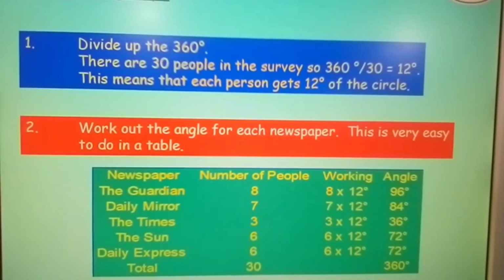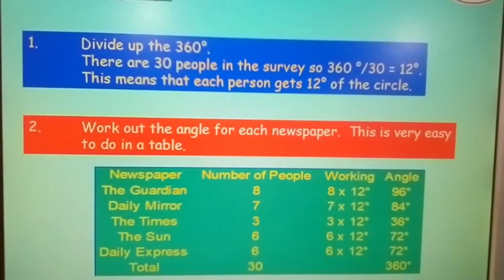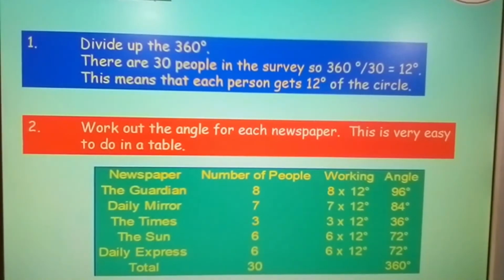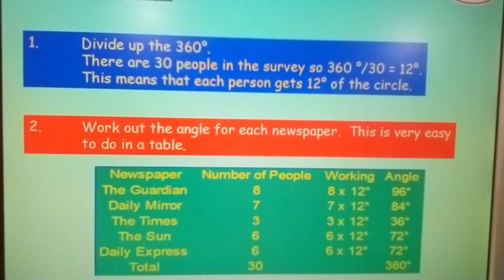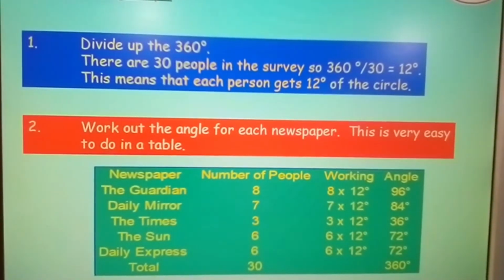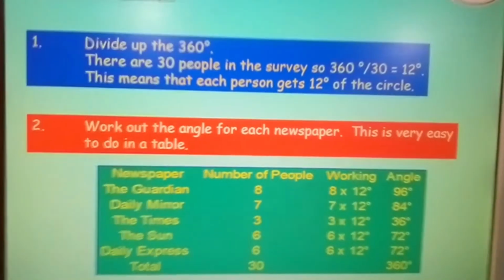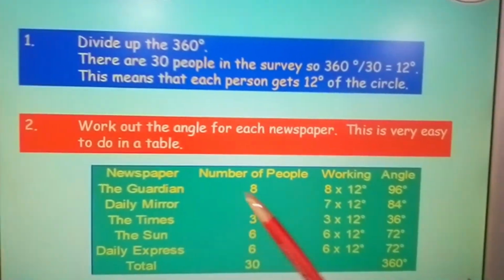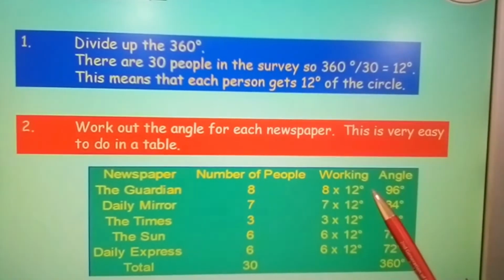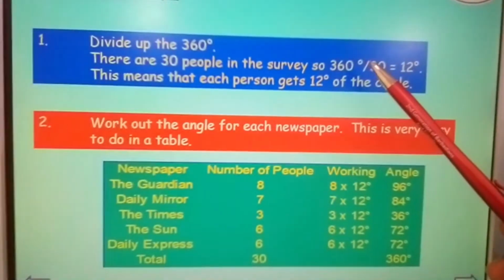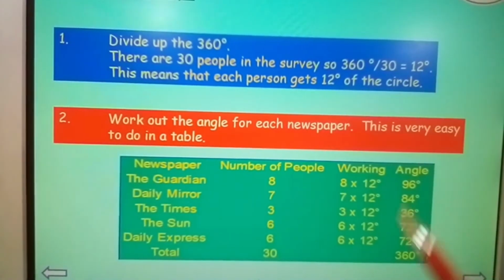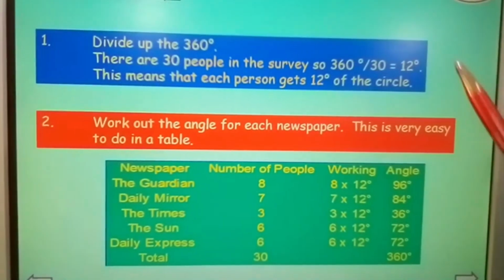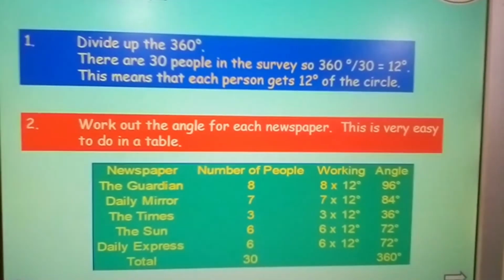Work out the angle for each newspaper. This is very easy to do in a table. Newspaper Guardian, working, and that is simply enough. Here you have your Guardian 8, so you have working at 8 times 12 degrees, because we know that 360 divided by 30 equals 12 degrees.